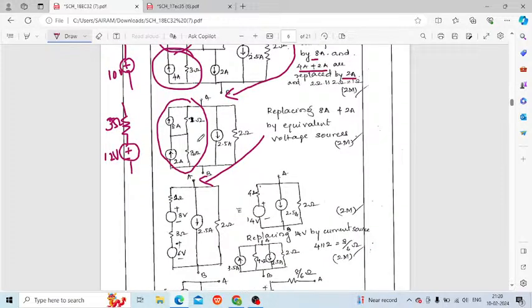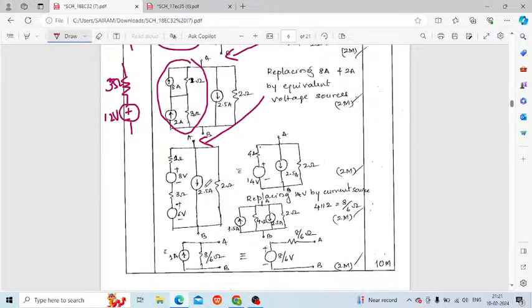8 and 1 will become equal to 8 and 1 only, because V is equal to IR. That is 8 into 1 is 8. Right? 8 volt and 1 ohm. Okay. And here this is 2 and 3. So IR. So 2 3s are 6. So this is 6 volt and 3 ohm. Right? And this is 2.5 ampere and 2 ohm.